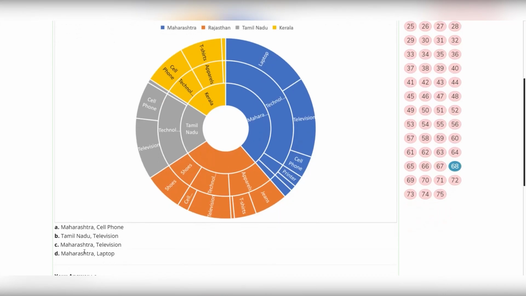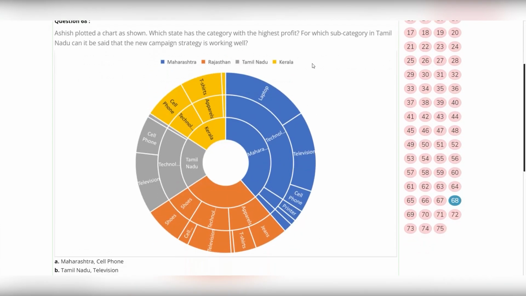So now 3 of our options have Maharashtra as our first answer. So we will have to answer the second question as well. For which subcategory in Tamil Nadu can it be said that the new campaign strategy is working well? So now Tamil Nadu represents this section in grey, and they are asking us about the subcategory. So we will be looking at this last section here. Obviously, television has the highest profit, right?